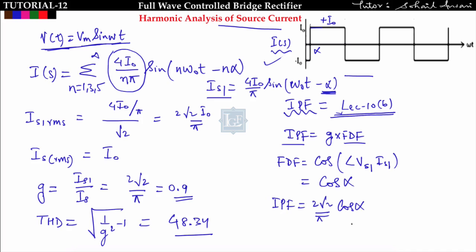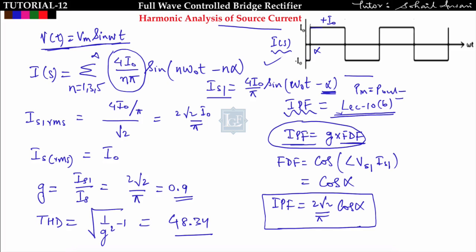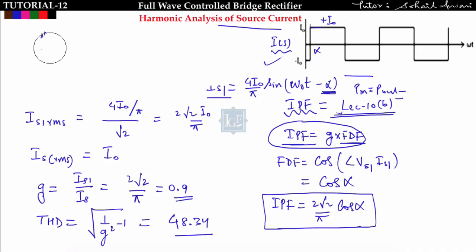You can follow this approach, that is input power factor equal to G into the fundamental displacement factor, or you can also find the input power factor by putting P in equal to P out. Whenever you know the Fourier series of any kind of waveform, use this formula, and if you don't know the Fourier series of the waveform, then for finding the input power factor always put P in equal to P out. So let us verify the input power factor by putting P in equal to P out.